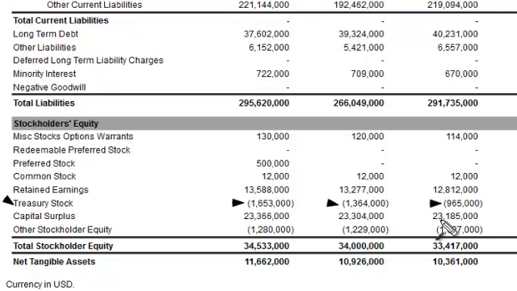Another thing they could do is turn around and pay their top managers or employees a bunch of stock options, and then whenever those employees call in those stock options, they have to give them stock. Well, that stock would come from Treasury stock.